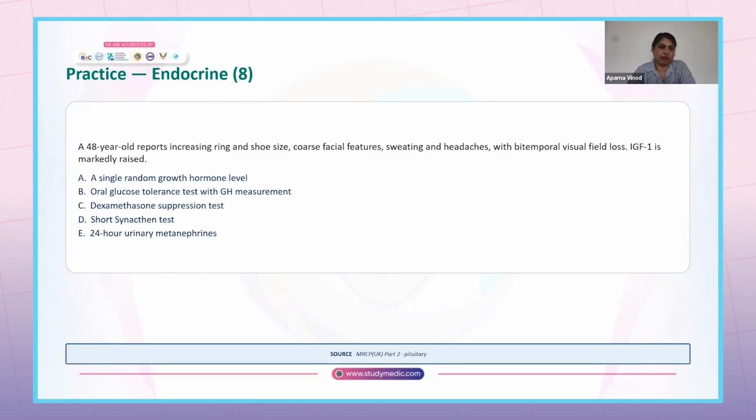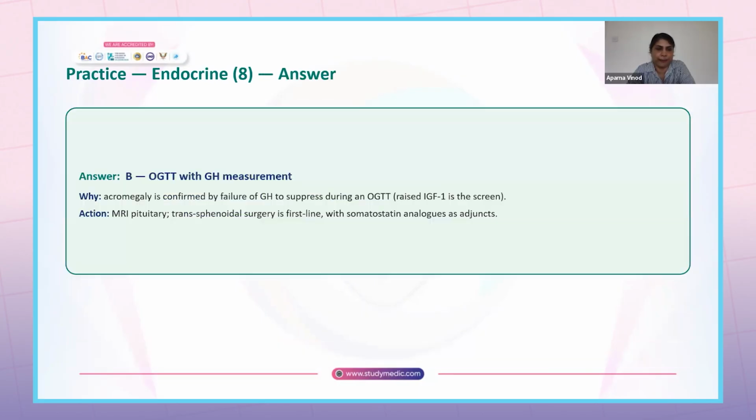So how will you confirm the diagnosis? Is it a single random growth hormone level, or OGTT with GH measurement, dexamethasone suppression test, short synacthen test, or 24-hour urinary metanephrine? How will you go ahead with this? So it is OGTT with growth hormone measurement.